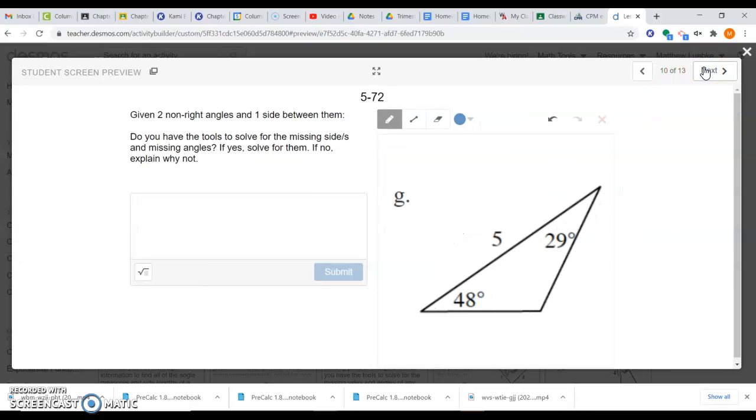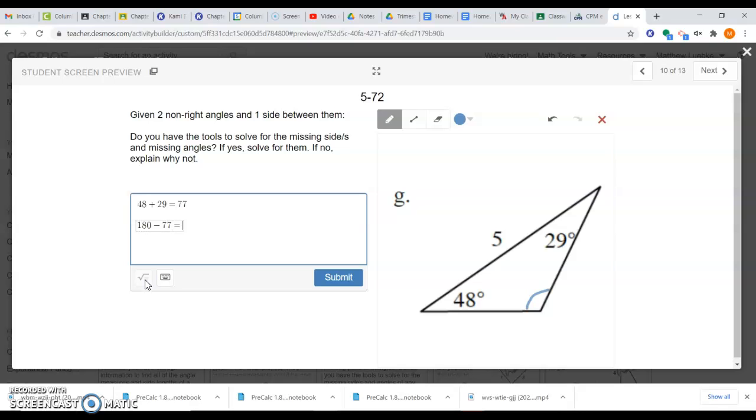So looking at one like 10, it's a unique problem, and the obvious thing we can do is solve for our third angle. We can solve for our third angle using the triangle sum theorem. We know all three angles need to add up to 180. So 48 plus 29 gives me 77. I have 180 total degrees, so I subtract out the 77 that is already taken up. 180 minus 77 leaves me with 103 degrees for my angle.